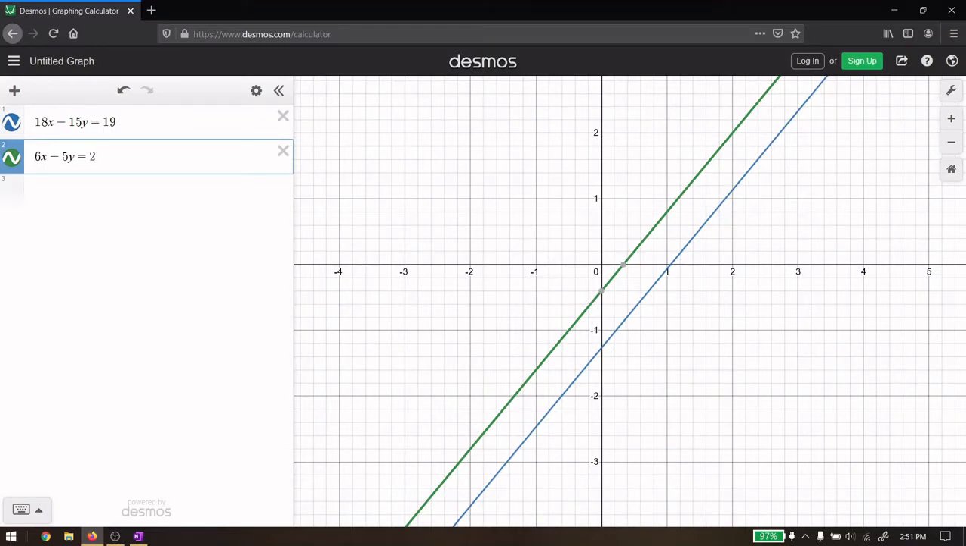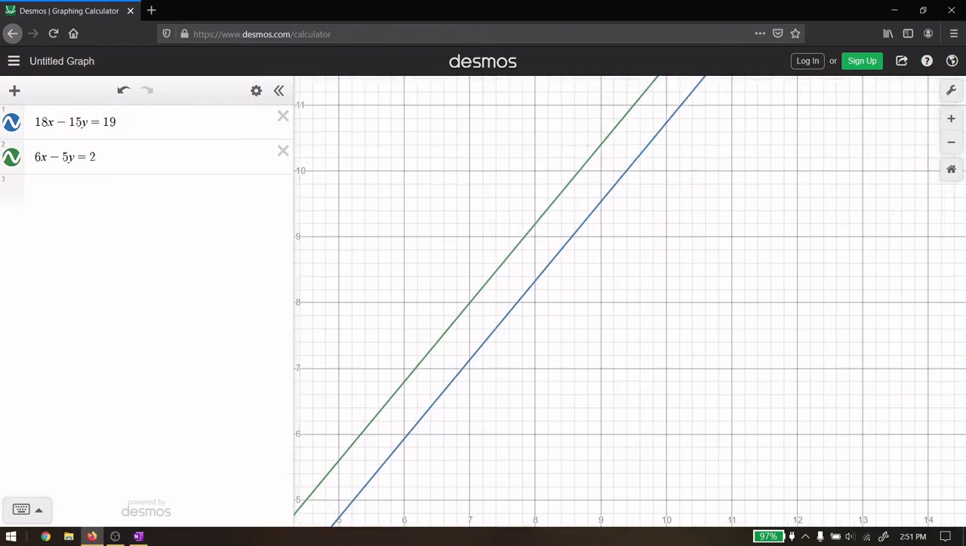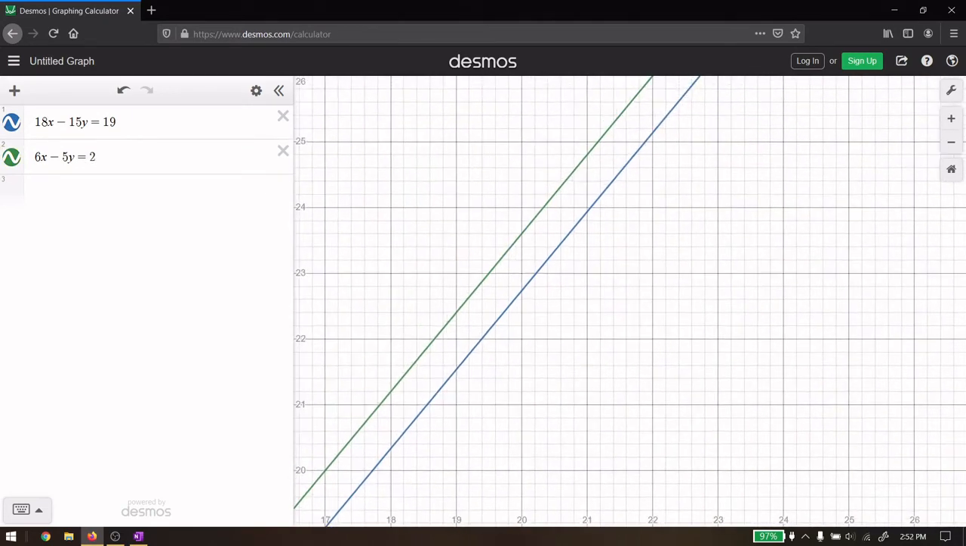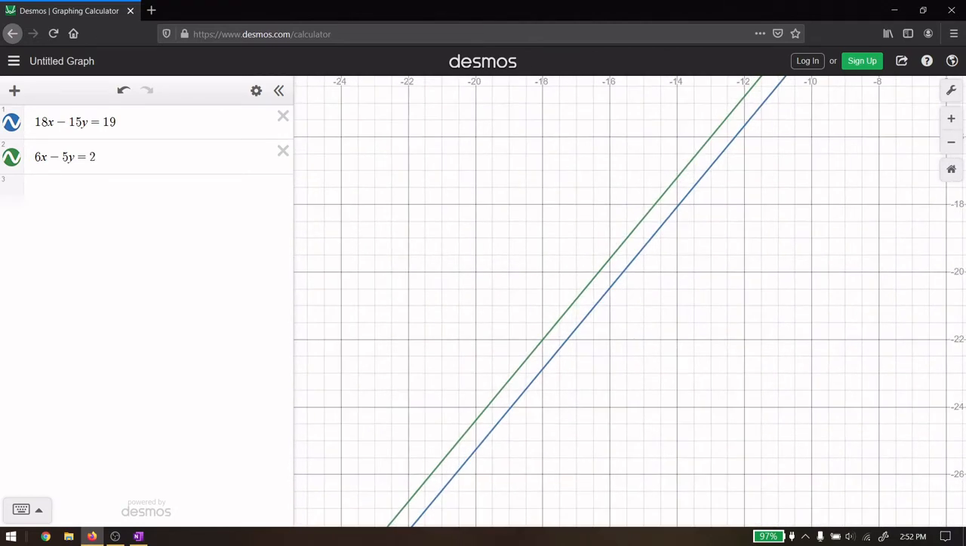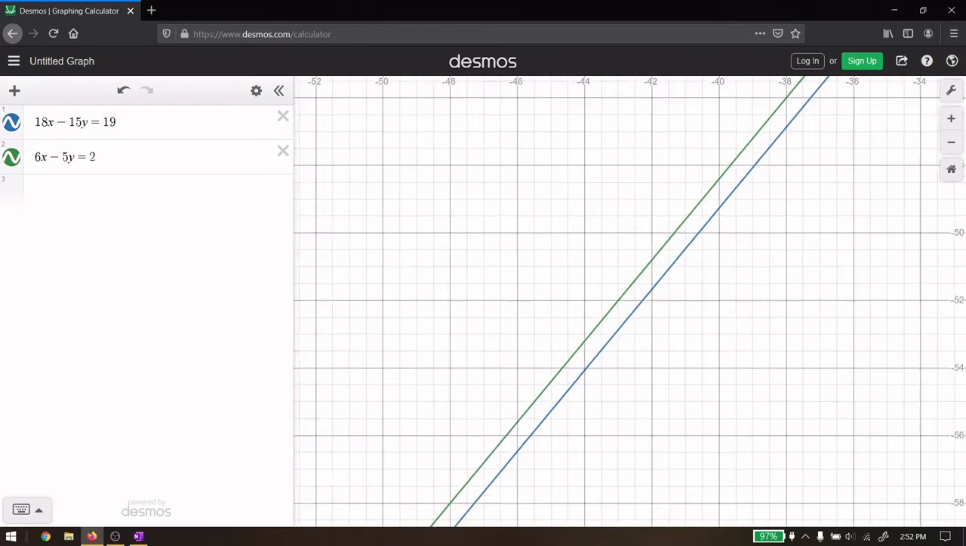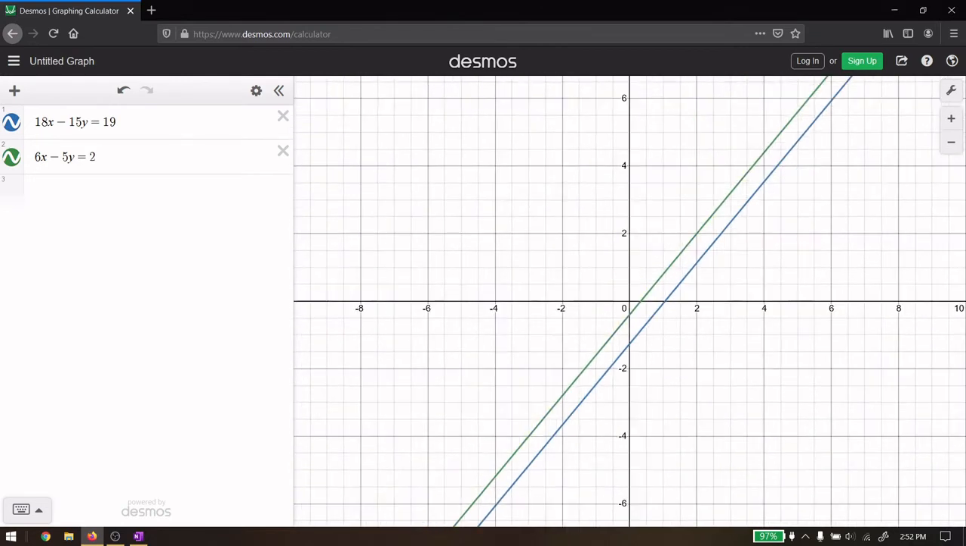And here you can see these are the two lines for my system, and they are indeed parallel. You can keep scrolling in either direction that you want to go, and they will never cross, no matter how far you go. So that's what gives us an inconsistent equation, meaning there's no solution.